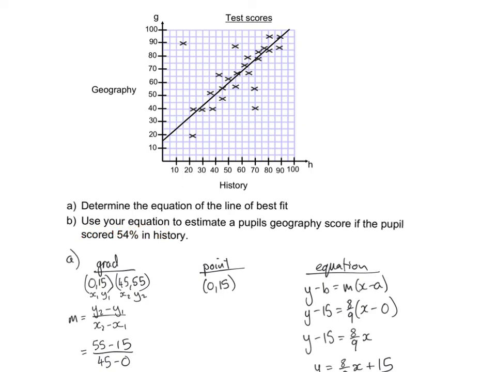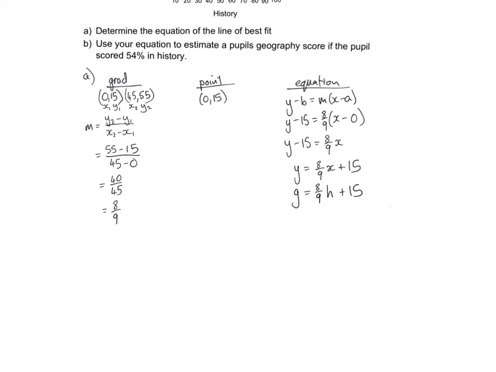We can't do that in this question because the question specifically says use your equation, which means we have to use the equation we formed down here. So because we formed this equation down here and the question specifically says use your equation, we must use this as the basis of our working. So for part B here, I'm going to write out the equation. Geography is equal to 8/9 times the history score plus 15.